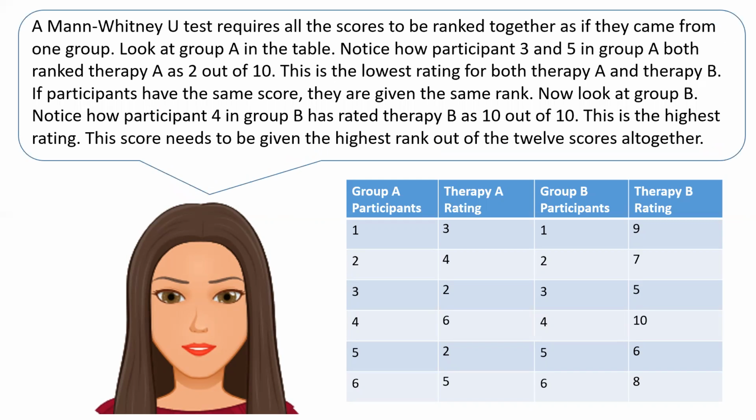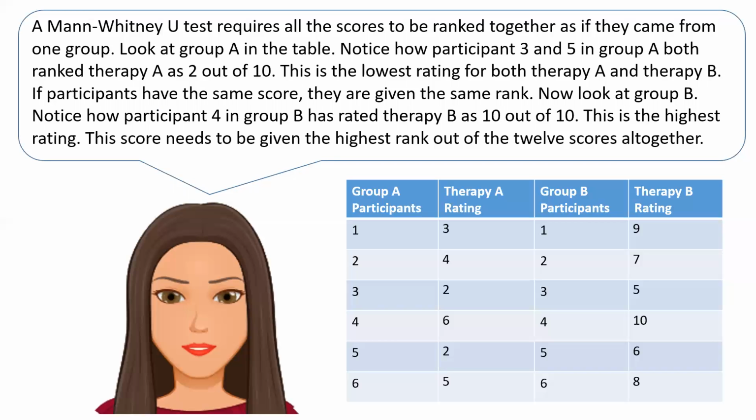A Mann-Whitney U test requires all the scores to be ranked together, as if they came from one group. Look at Group A in the table. Notice how participant 3 and 5 in Group A both ranked Therapy A as 2 out of 10. This is the lowest rating for both Therapy A and Therapy B. If participants have the same score, they are given the same rank.